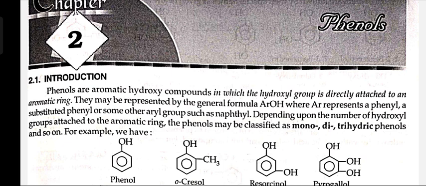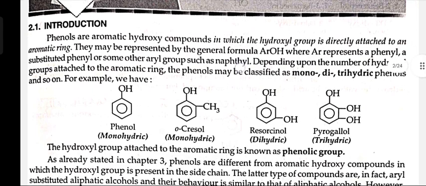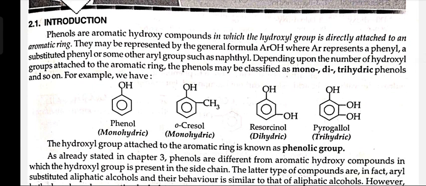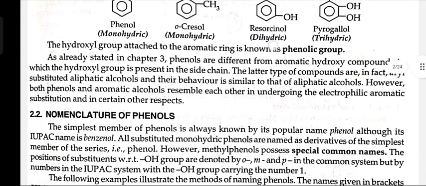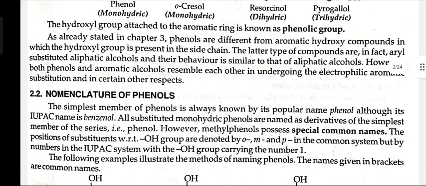Depending upon the number of hydroxyl groups attached to the aromatic ring, phenols may be classified as mono, di, tri hydric phenols and so on. For example, we have phenol, o-cresol, resorcinol, pyrogallol. The hydroxyl group attached to the aromatic ring is known as the phenolic group.